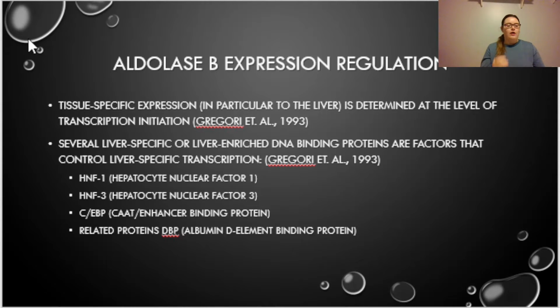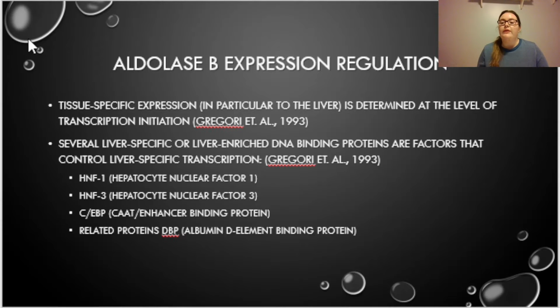So whenever we talk about aldolase B expression and regulation, again, aldolase B is specifically the isoform of the aldolase family that is in gluconeogenesis, where we want to form glucose out of two molecules of pyruvate. There is tissue-specific expression, in particular in the liver. That is where most of the catalytic efficiency of aldolase B is. It is determined at the level of transcription initiation.